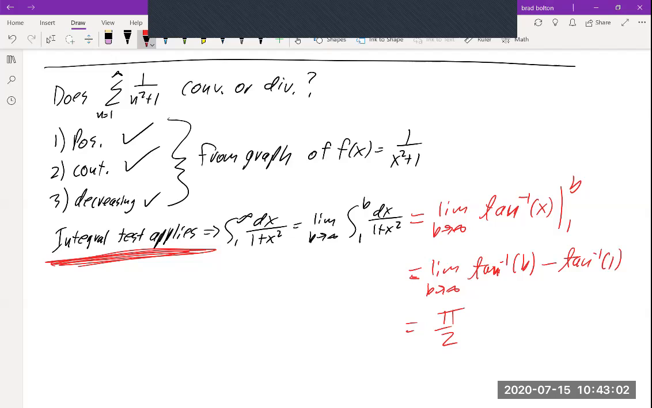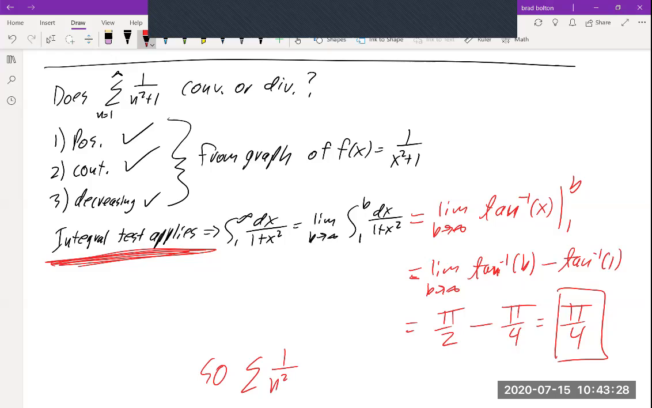And then the arctan of 1, well, that would be pi fourths, right? Because what angle would create a tangent of theta equal to 1? Well, that would be pi fourths, 45 degrees. So that means that we actually get pi halves minus pi fourths, which is pi fourths. So we now know that this is a convergent sum. So the series 1 over n squared plus 1 must converge by the integral test.